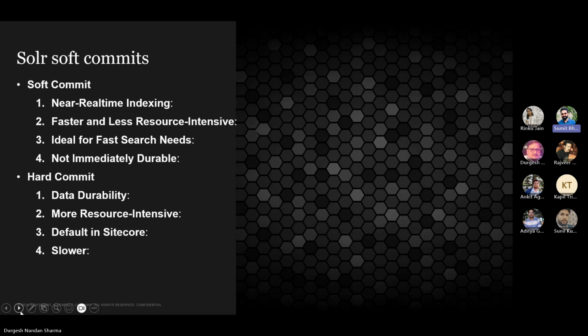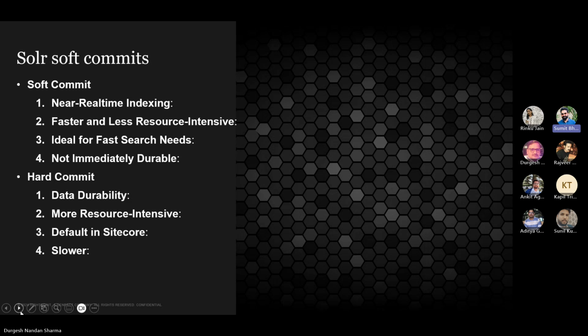On the other hand, hard commit is used for data durability. It ensures all changes are saved to disk, and data is safe even if the server crashes. It is more resource intensive. It writes to disk and starts a new transaction log, which uses more resources. It is the default in Sitecore. By default, Sitecore uses hard commits to ensure data consistency and durability, and it is slower, because it takes longer waiting for changes to be fully saved on disk.